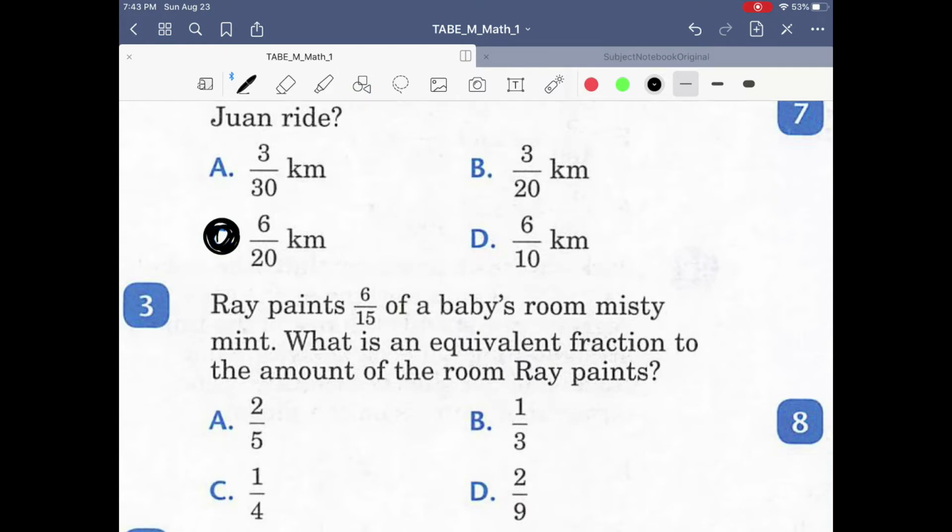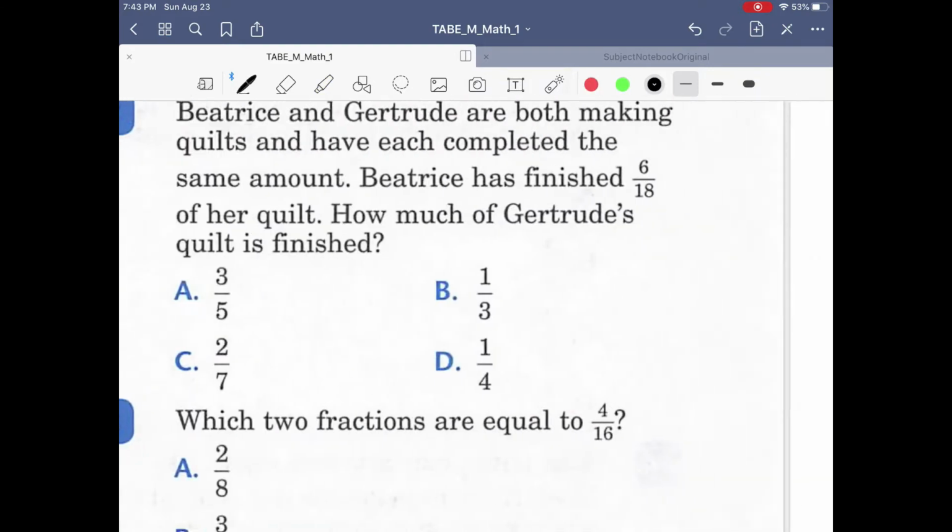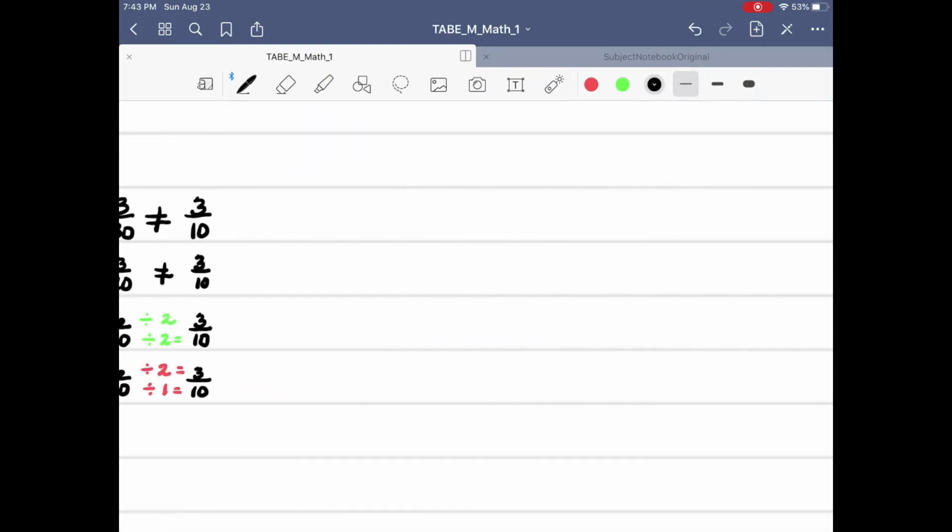Okay, number 3. Ray paints 6/15 of a baby's room misty mint. What is an equivalent fraction to the amount of room Ray paints? So we're looking for an equivalent of 6/15.